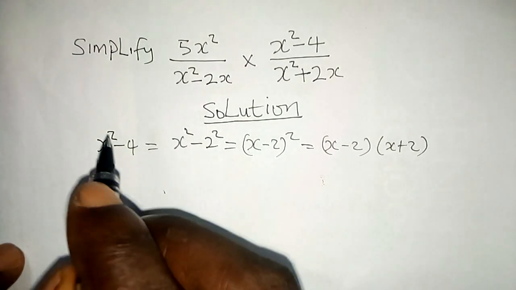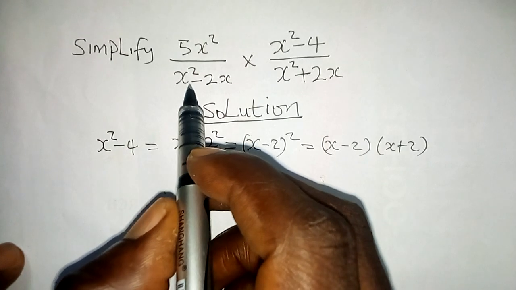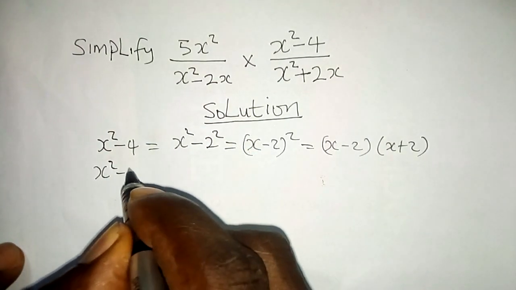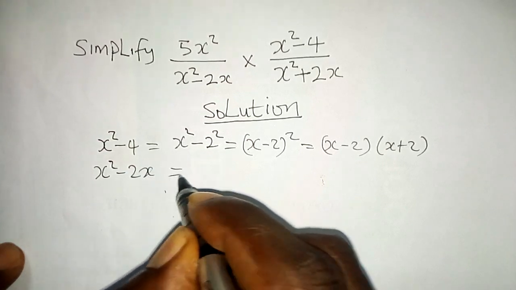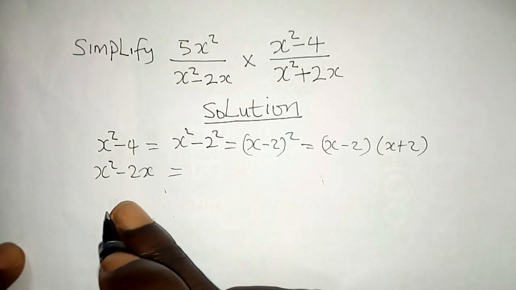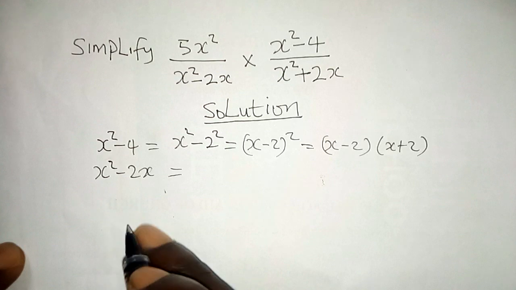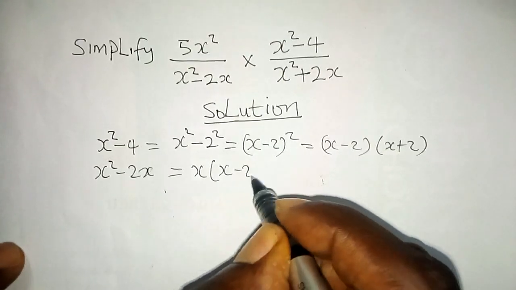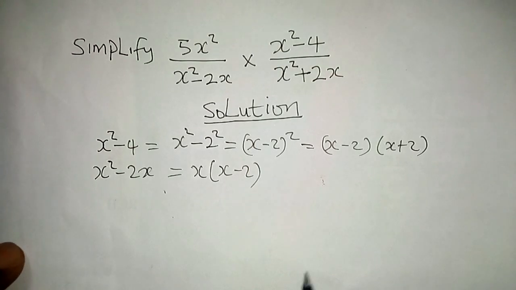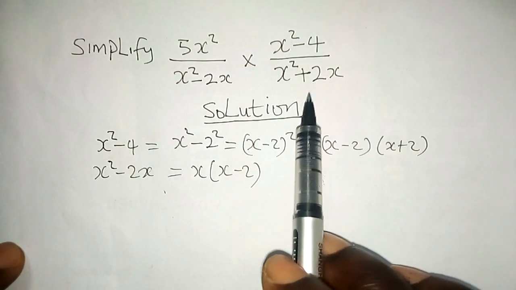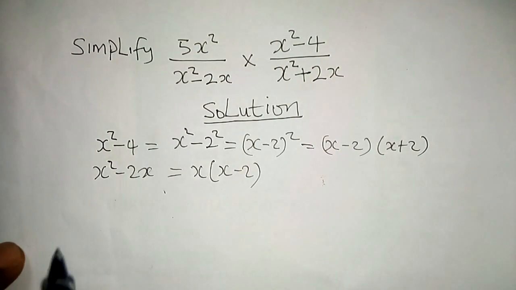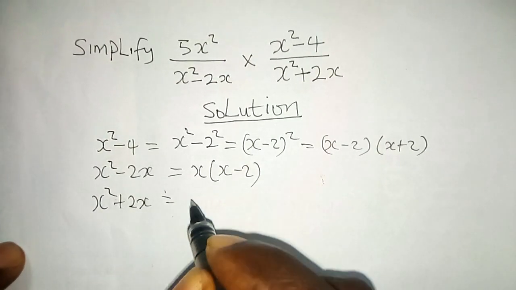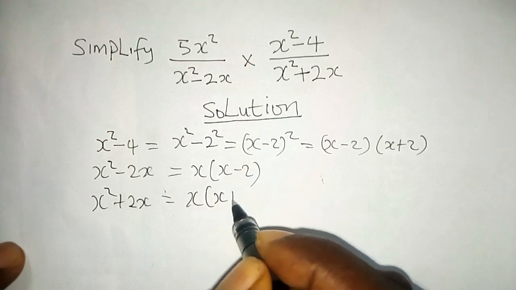All right, now let's go to this other one, the first denominator. We have it as x squared minus 2x. We can factorize this. As you can see, x is common, so we bring x out and we write x minus 2. All right, so let's go to the last one, x squared plus 2x. You will agree with me that x is also common, so we bring x out.